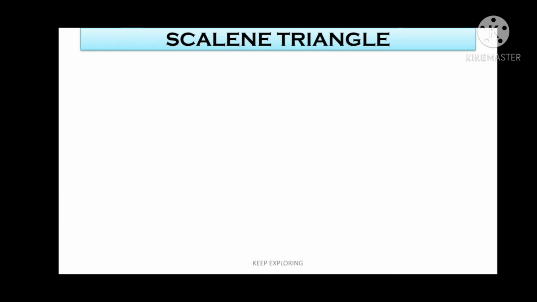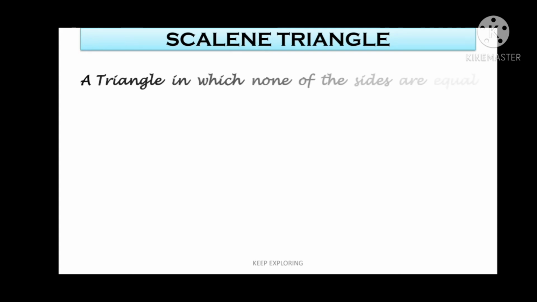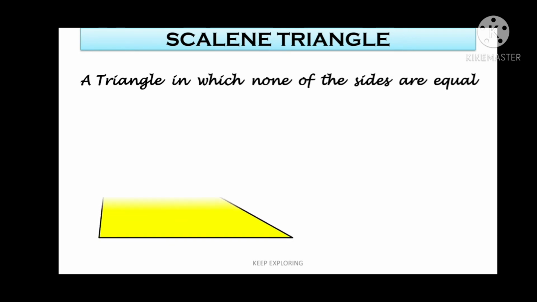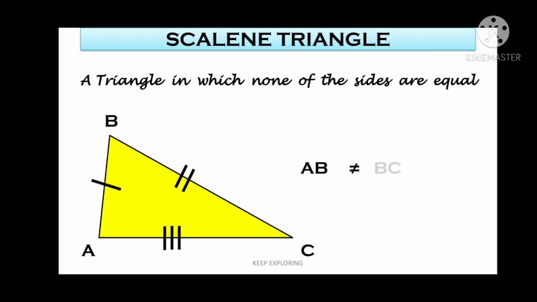Next, scalene triangle. A triangle in which none of the sides are equal. All are different. Let's consider this triangle A, B and C. You can see here, none of them are equal to each other. So in this way, AB is not equal to BC is not equal to CA. Then it will be called a scalene triangle. So based on sides, we have three: equilateral, isosceles and scalene triangle.